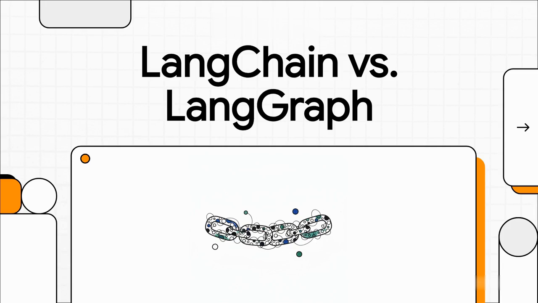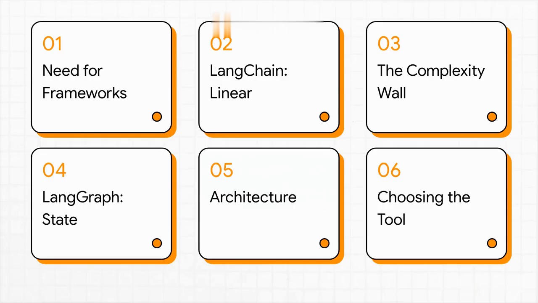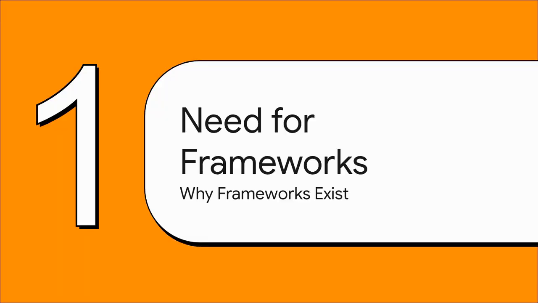We're going to completely demystify the two most important tools in the AI engineering space right now, LangChain and LangGraph. We have a really solid roadmap ahead of us today. We're going to logically trace the natural evolution of an AI application by hitting the need for frameworks, LangChain as the linear builder, hitting the complexity wall, LangGraph's state and cycles, an architectural showdown, and finally, choosing the exact right tool for your project. All right, let's jump right into part one, the need for frameworks.